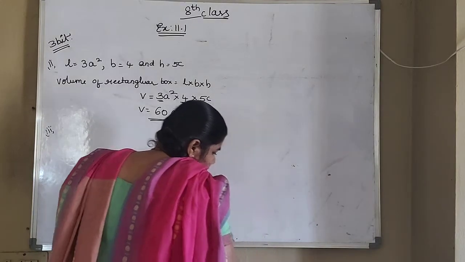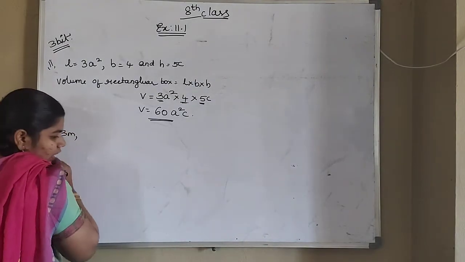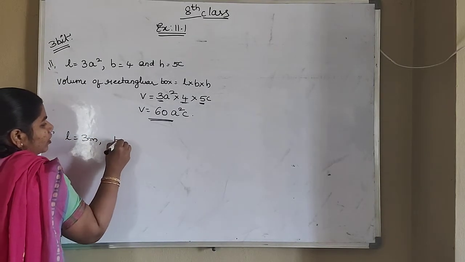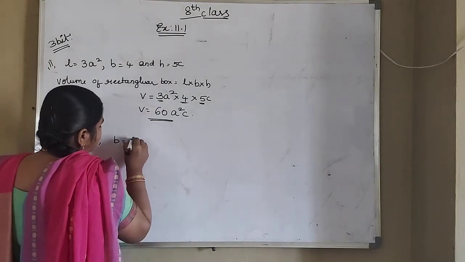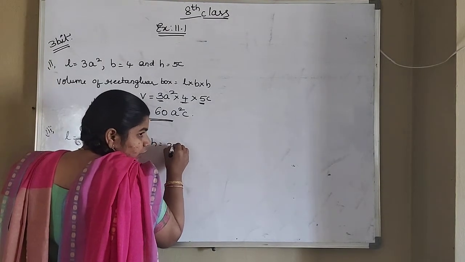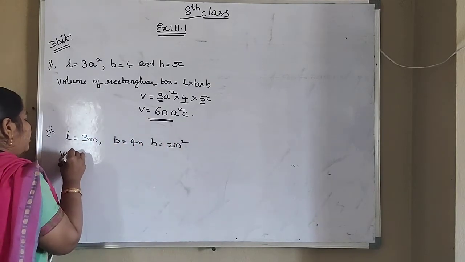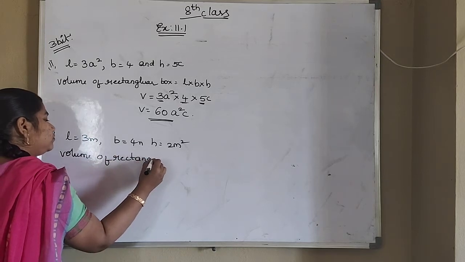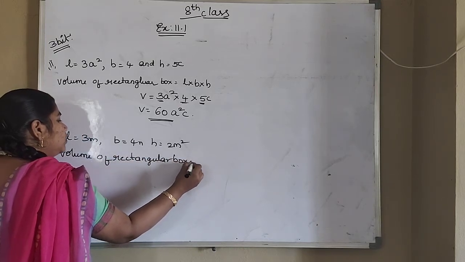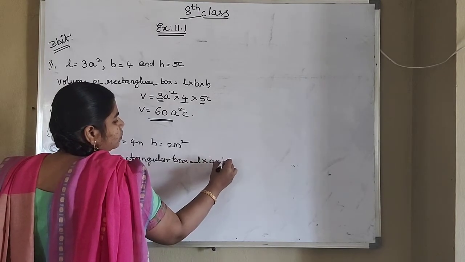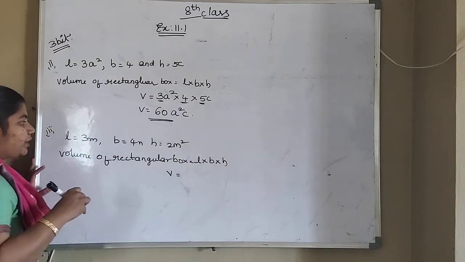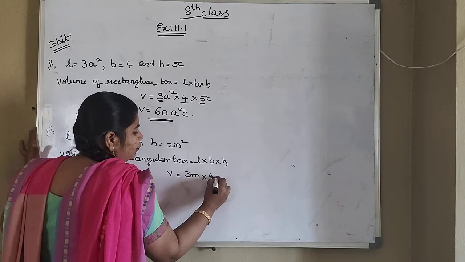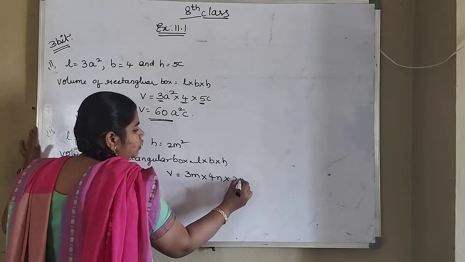Length value is 3m, breadth value is 4n and height value is 2m square. So what we have to find? We have to find the volume of rectangular box. So that is length into breadth into height. So volume is equals to, what is the length value? 3m into breadth value is 4n and height value is 2m square.